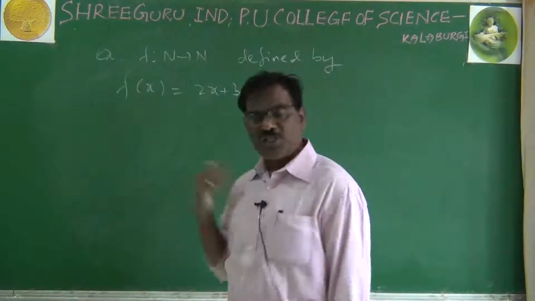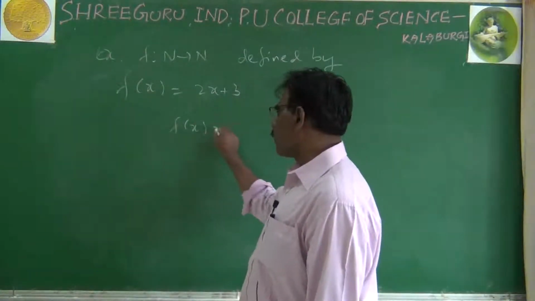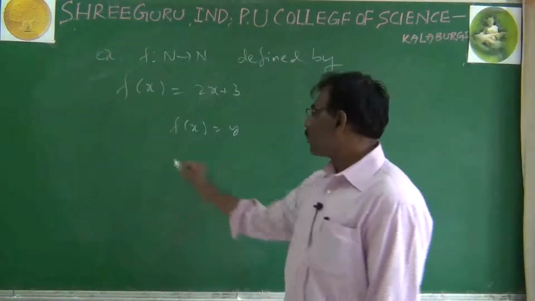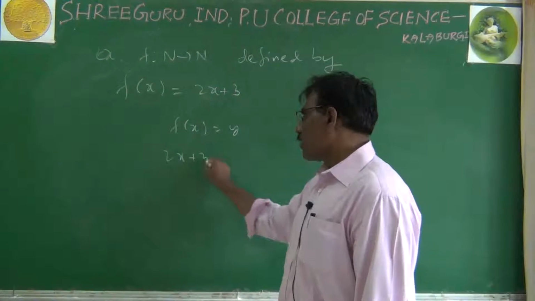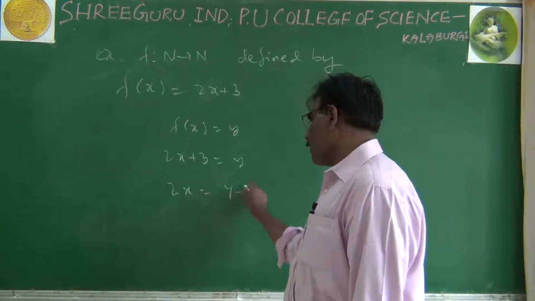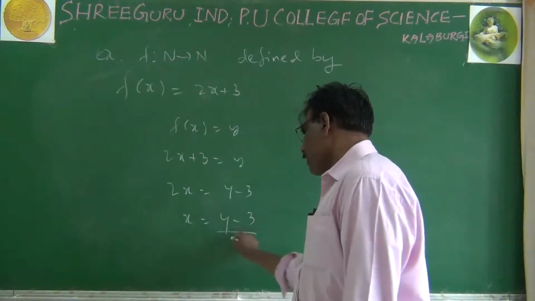But I am telling you this is not onto. Why is it not onto? You know the function f of x is y, this is called onto. 2x plus 3 equal to y. 2x equal to y minus 3. X equal to y minus 3 by 2.